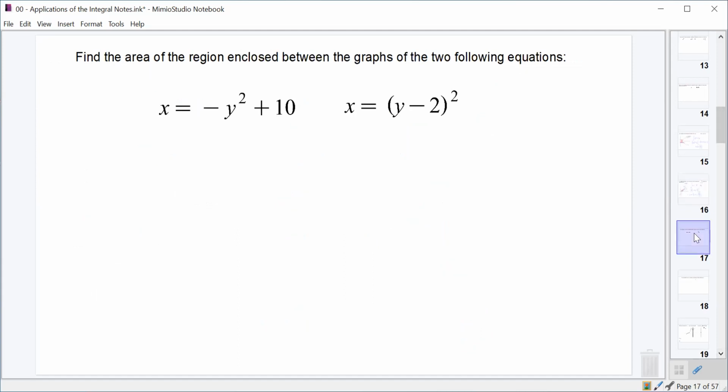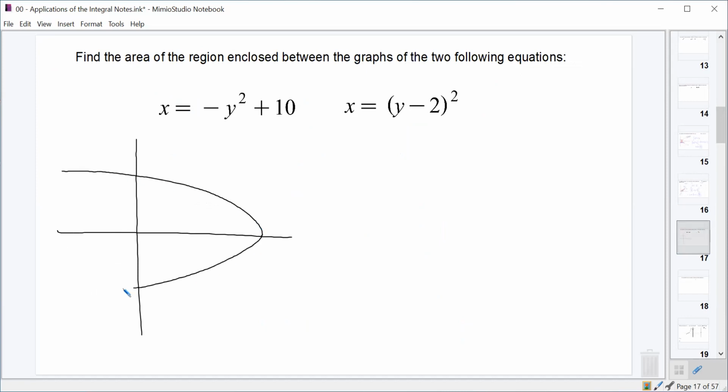So let's do another one here. We're going to find the area of the region enclosed between these two graphs. X equals negative y squared plus 10, which looks like a parabola that has been shifted to the right 10 and opens to the left. And then x equals y minus 2 squared, which is a parabola opening to the right that's been shifted up 2 units. So we're looking for this region right here.